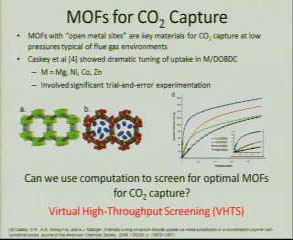However, it required significant trial and error experimentation. So the question arises, can we use computation to screen for optimal MOFs for carbon capture? And yes, we can, actually. So we can go through a screening process called virtual high-throughput screening, which is basically screening MOFs virtually one after another.